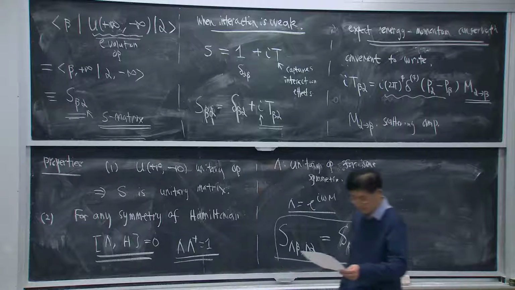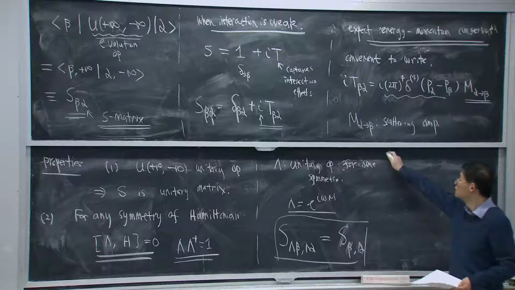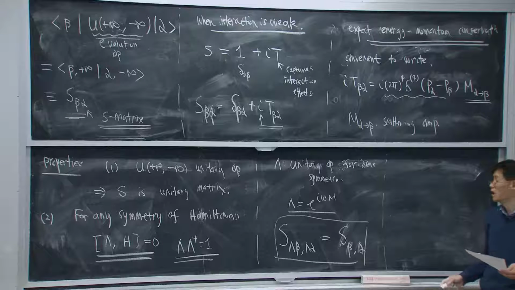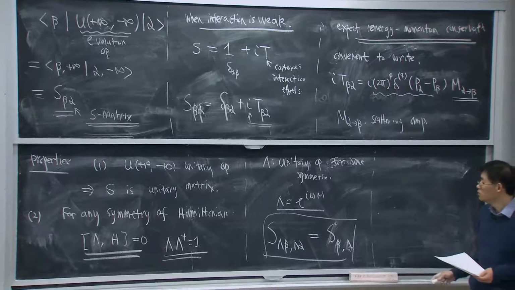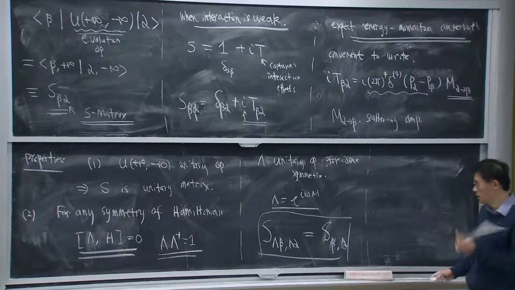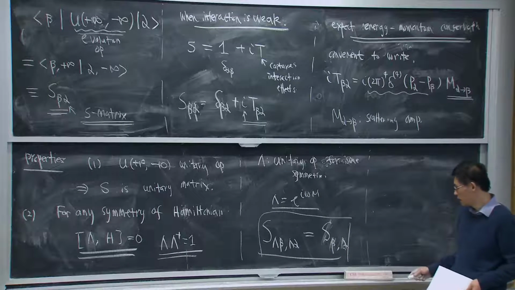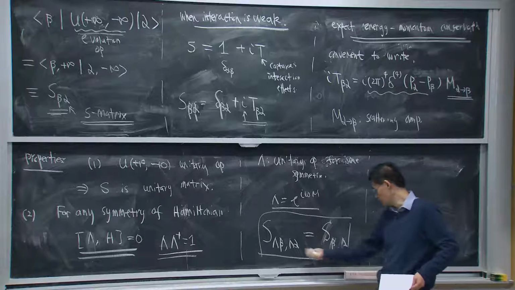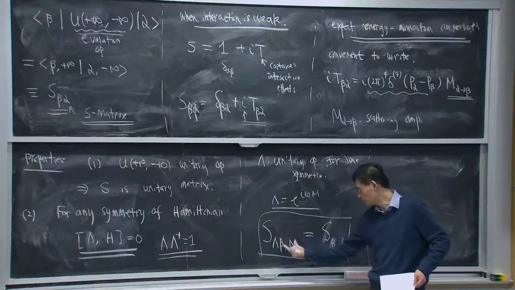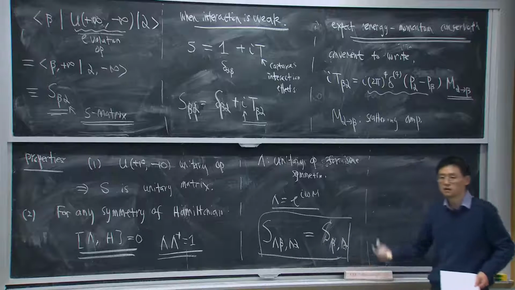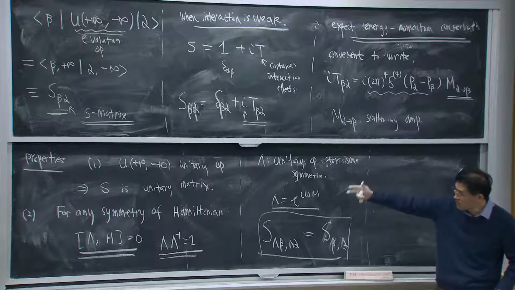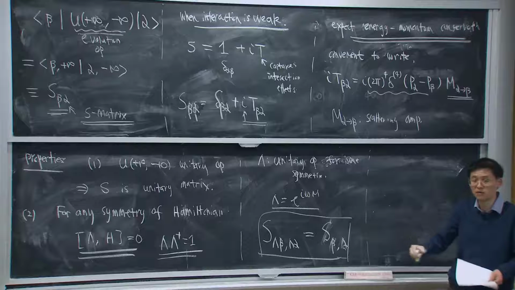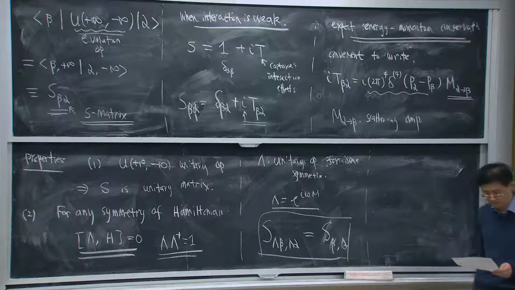Is another equivalent way of saying that, like S and lambda also commute? No, they don't. That's the statement: S are matrix elements. It's a statement that lambda commutes with U, and S is the matrix element of U. Oh, okay.